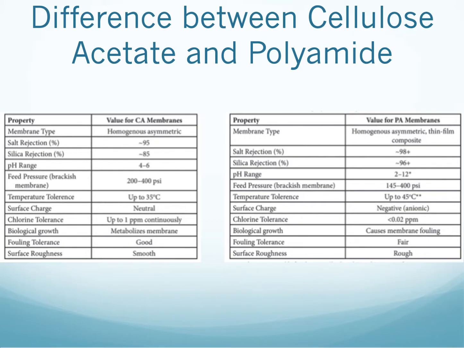This is good because some sources of seawater have higher salt than others, and some will require this higher rejection to be able to produce potable water. And next, the pH range of polyamide is much wider than that of cellulose acetate, with it being able to withstand 2 to 12, while the cellulose acetate can only withstand 4 to 6.